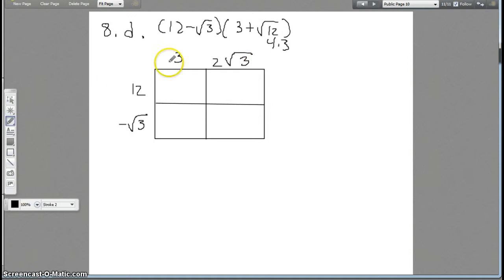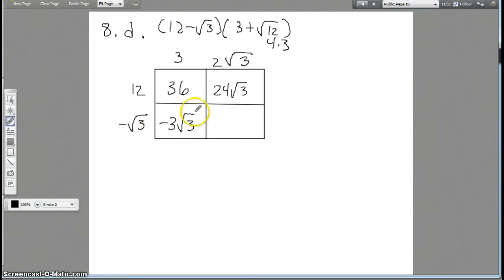over here. 3 times 12 is 36. We multiply the numbers that are outside of square roots. 12 times 2 is 24, and then there's a root 3. Over here, we're going to have negative 3 root 3, because 3 is outside the square root, and the other 3 is inside the square root. We can't multiply them together. Outsides multiply by outsides, insides multiply by insides.